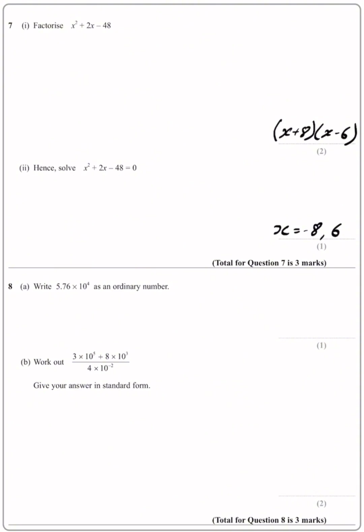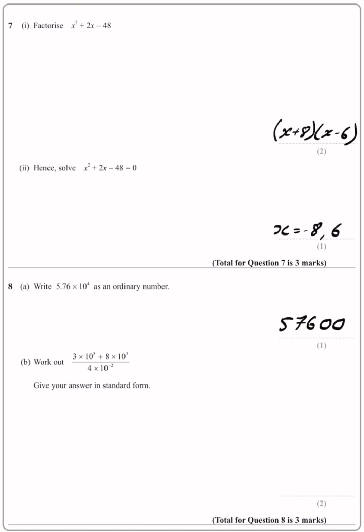For 8a, standard form to an ordinary number, move the decimal point 4 times if you like, 57,600. For part A, 57,600. For part B, you just plug it in your calculator if you want.